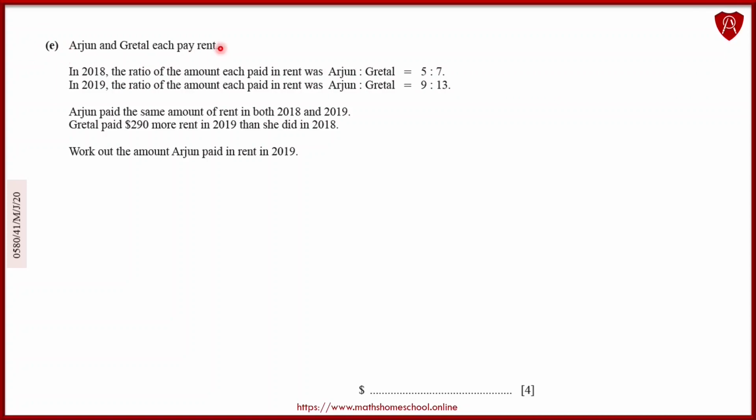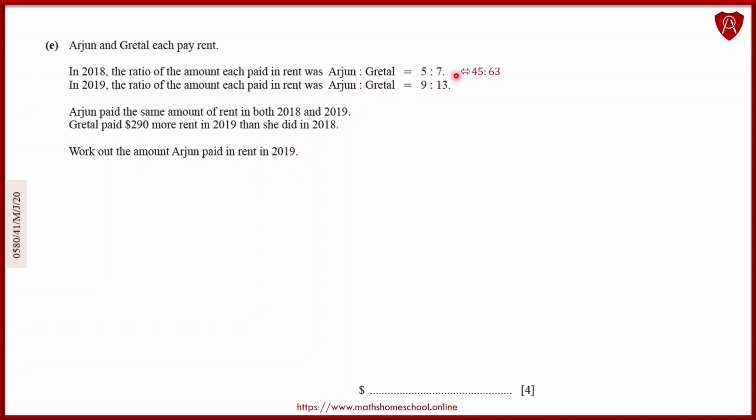Arjun and Gretel each pay rent. In 2018, the ratio of the amount each paid in rent was Arjun to Gretel 5 to 7. In 2019, the ratio changed to 9 to 13. Arjun paid the same amount of rent in both 2018 and 2019. Gretel paid $290 more rent in 2019 than she did in 2018. Work out the amount Arjun paid in rent in 2019.